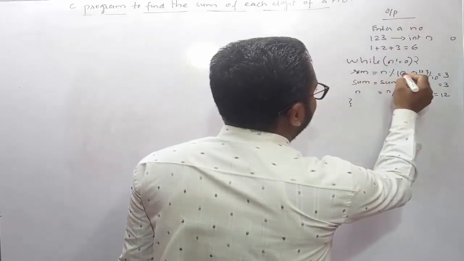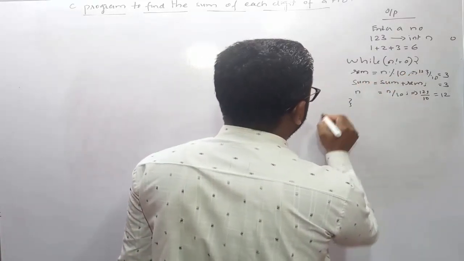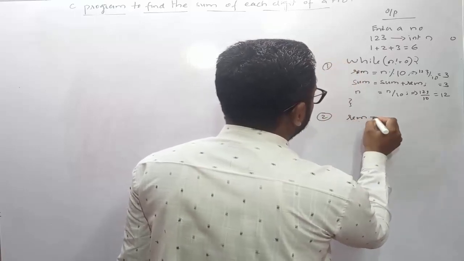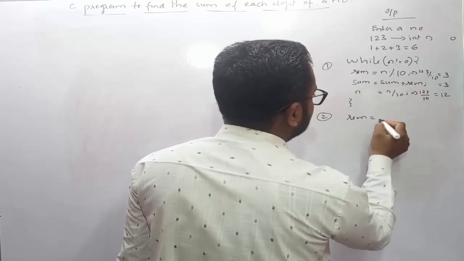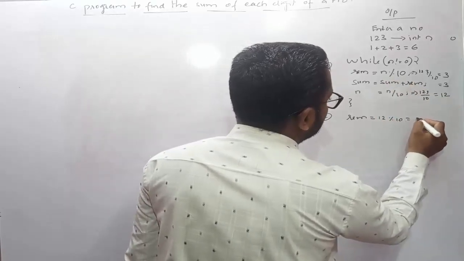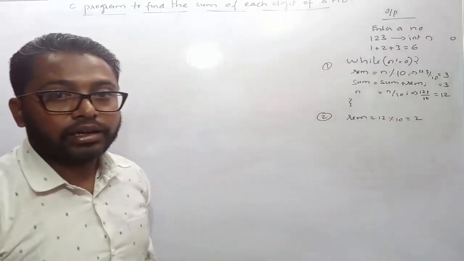Reminder equals n mod 10. Reminder is equal to, what is the value of n? n is 12. 12 mod 10, and I will get 2 as the reminder.